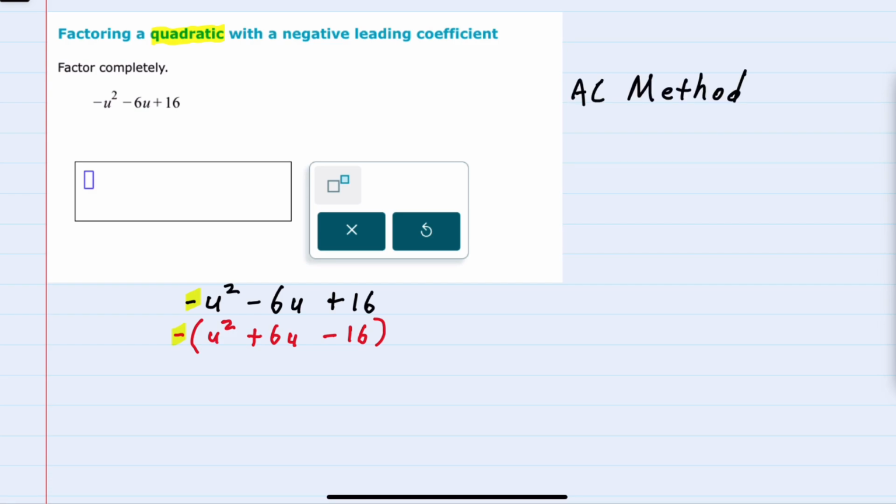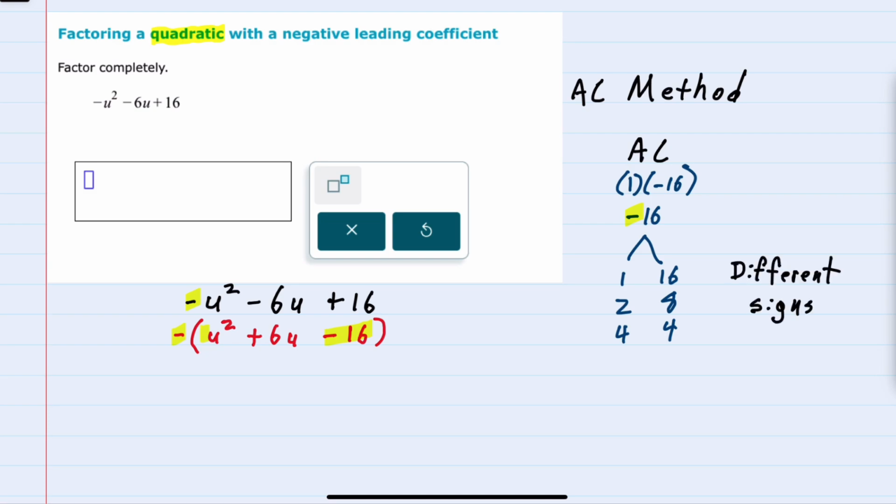And to turn this trinomial into a quadratic, I'll be using the AC method, where we multiply the A and C, A being a positive 1, C being a negative 16. When we multiply our positive 1 and negative 16, the resulting negative 16, I can list out the factors as either 1 and 16, 2 and 8, or 4 and 4. But I know that to get a negative 16, these signs will have to be different.